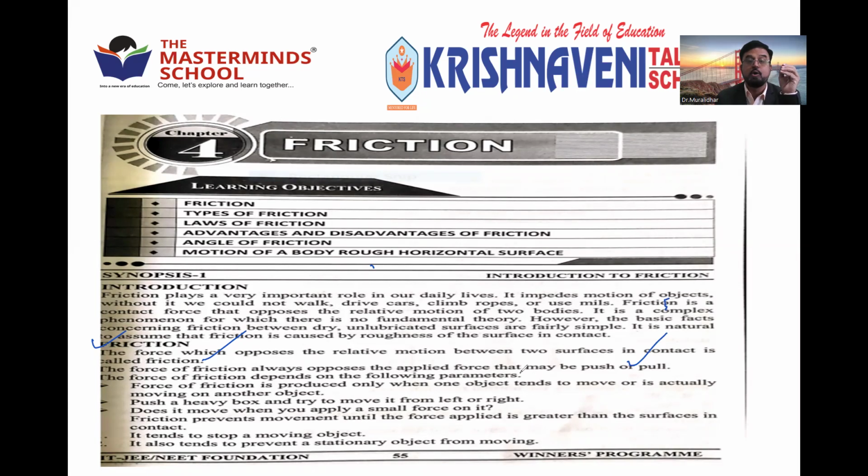The force of friction depends on the following parameters. On which factors does it depend? Number one, force of friction is produced only when one object tends to move or is actually moving on another object. Right? Then push a heavy box and try to move it from left to right. Does it move when you apply a small force on it? No. Why? Because the force you are applying is less than the frictional force. When you apply a small force, the body cannot move, because the frictional force acting on the body is more than the force applied by you. When the force you apply is more than the frictional force, then the body starts moving. Right? So friction prevents the movement until the applied force is greater than the friction at the surface of contact.